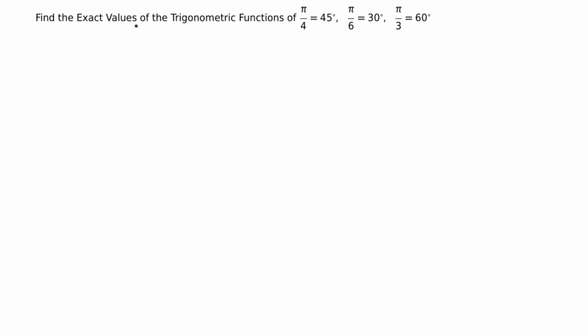Find the exact values of the trigonometric functions of pi over 4 radians, 45 degrees, 30 degrees and 60 degrees. Let's draw a right triangle with a 45 degree angle.